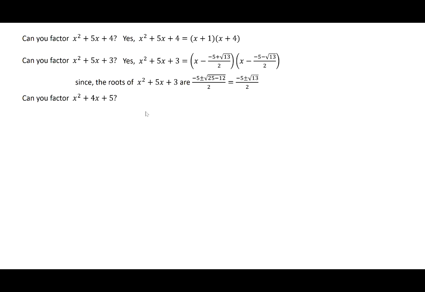No, you cannot factor this. Dang. How do you know that, man? Well, here is the idea. So what does factoring a quadratic polynomial depend on? Ax squared plus bx plus c. Does anybody know the answer?